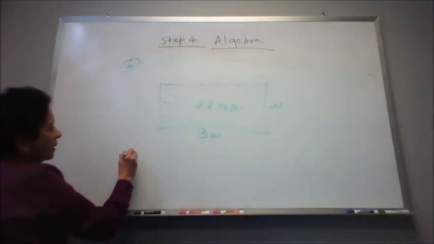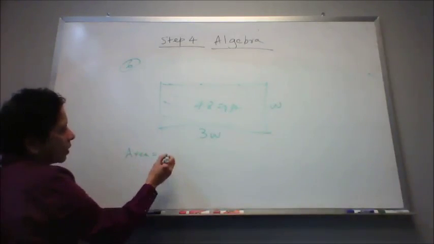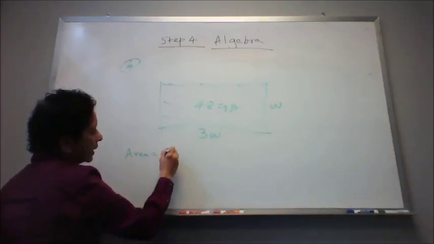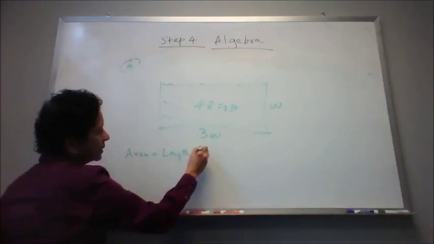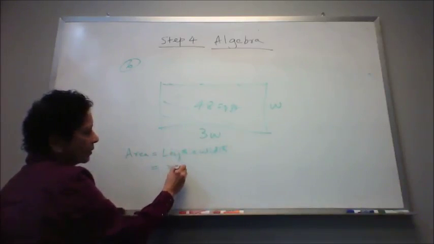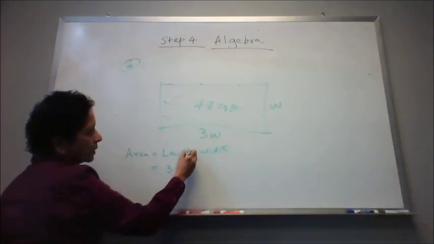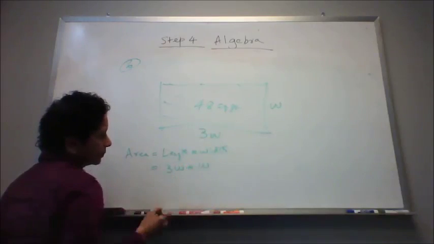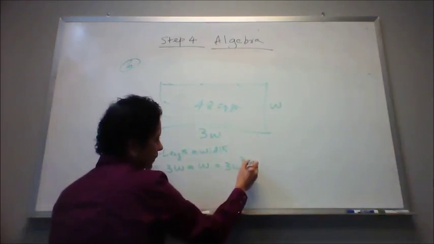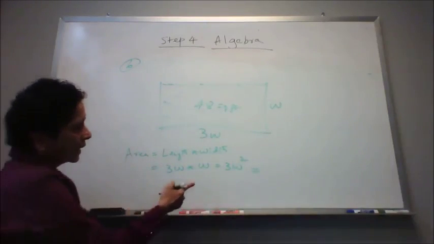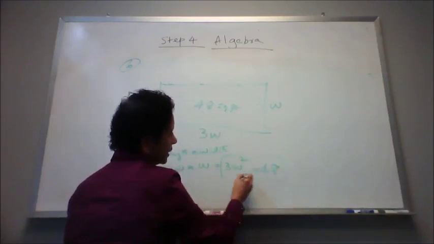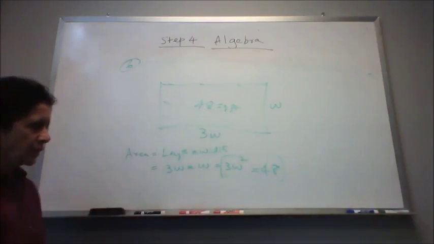So the area of a rectangle is always the length times the width. So in this case, the length times the width, that's the area, okay? So in this case, the length is 3W times the width, which is W, right? So 3 times W, that is 3W squared. So that is the area. That area equals 48. So we've got this equation here, 3W squared is 48.